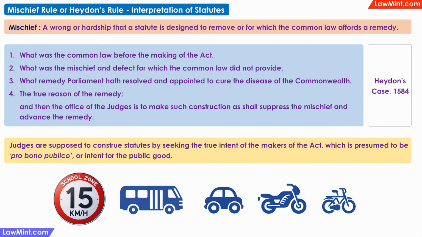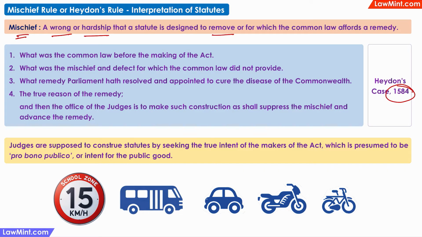The Mischief Rule or Hayden's Rule was first laid out in Hayden's case in 1584. So this is actually a very old rule of interpretation. A mischief means a wrong or a hardship that a statute is designed to remove or provide a remedy for. In simple words, laws are usually created to address an issue or to solve a problem of some sort. So the legislature is actually trying to address some issue through a statute.